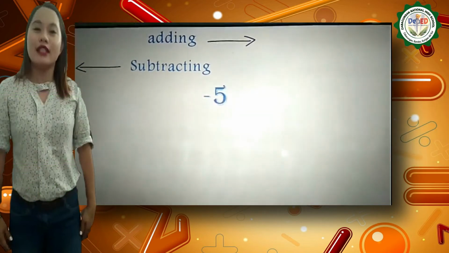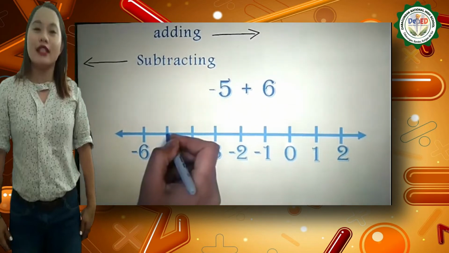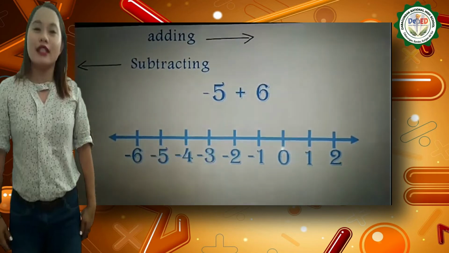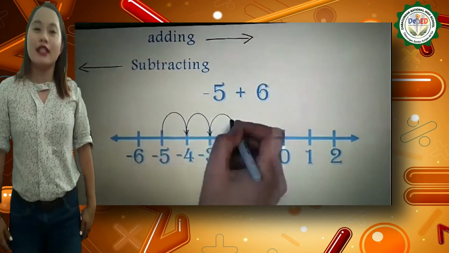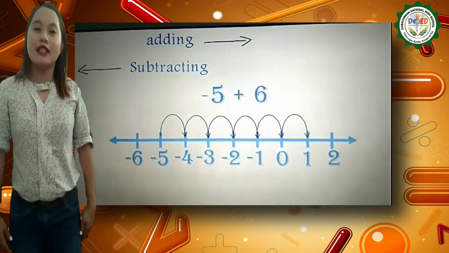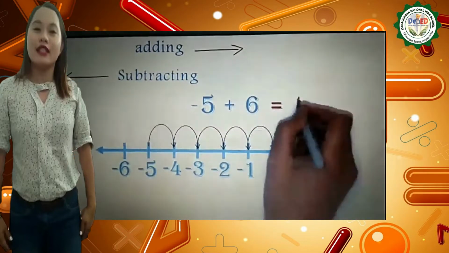Example number 1, negative 5 plus 6. So we'll start from negative 5. Since it is adding, we will move 6 places to the right. So here is how we move. Notice that we ended at 1. So therefore, 1 is the answer.